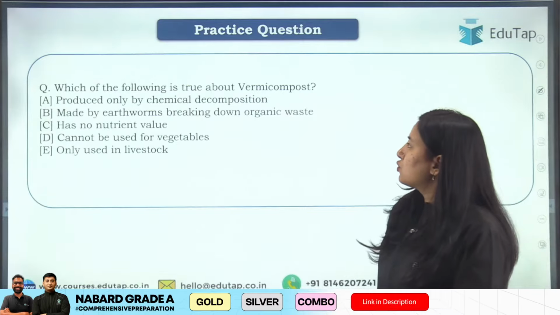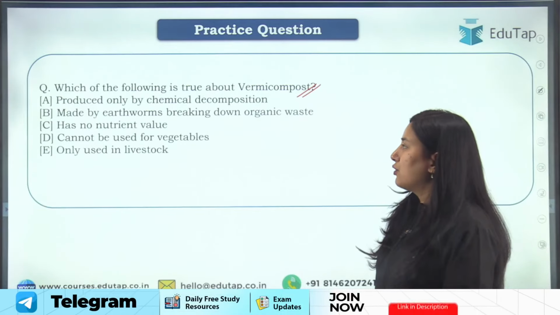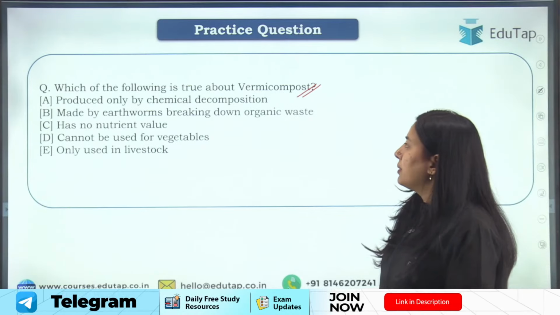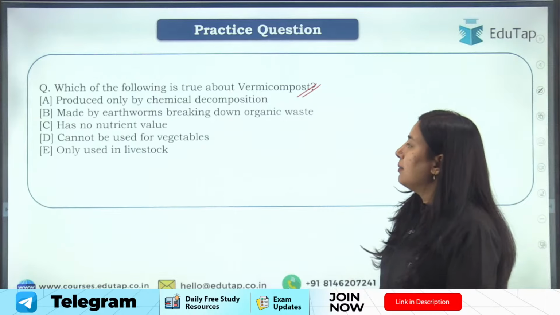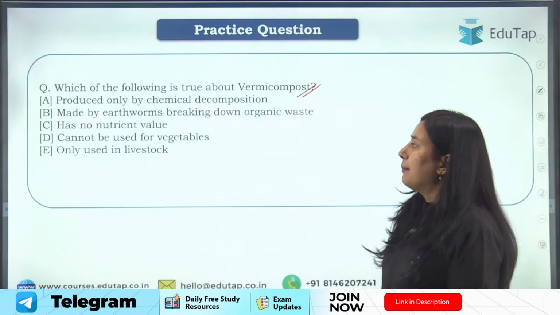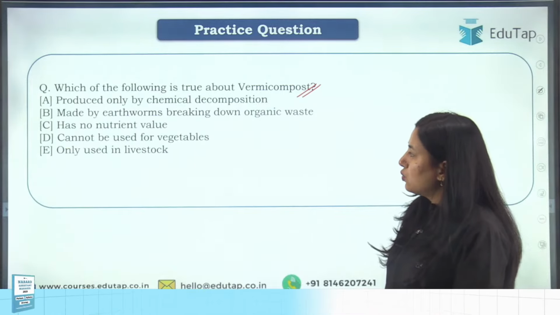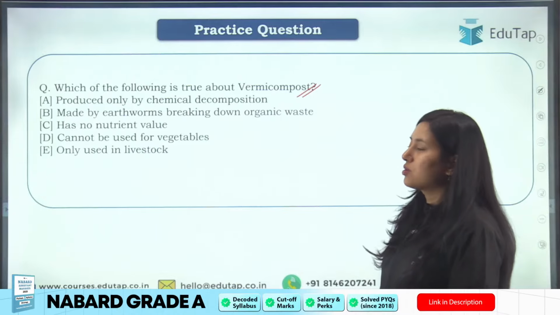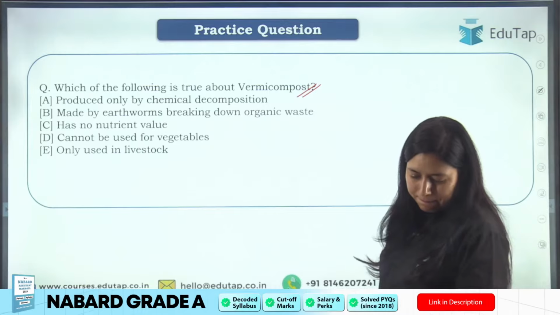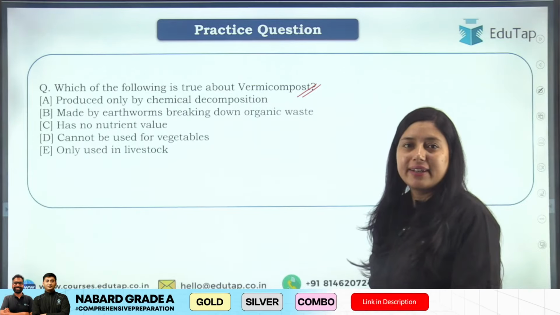Which of the following is true about vermicompost? Okay, now read the option carefully and give me answer. So vermicompost के बारे में क्या सही है? First is produced only by chemical decomposition, made by earthworm breaking down organic waste, has no nutrient value, cannot be used for vegetables, only used in livestock. What is the right answer for this question?